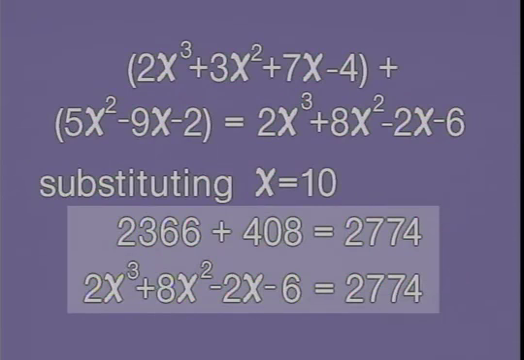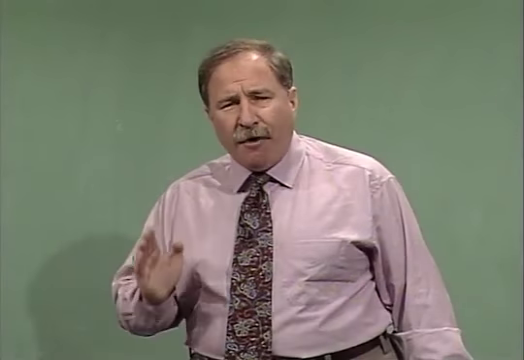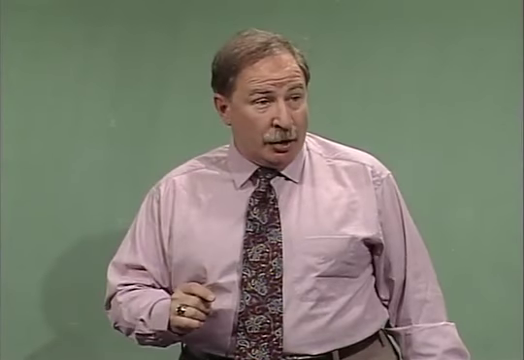If we plug x equals 10 into the answer, the 2x cubed is 2,000 plus 8x squared is 800 minus 2x is minus 20 minus 6. 2,000 plus 800 minus 20 minus 6 is 2,774. Our answer checks. If it checks for 10, you know you are right. And it's very, very important in any work you do in algebra, wherever possible, to check your work. Okay. Now, that takes care of adding.